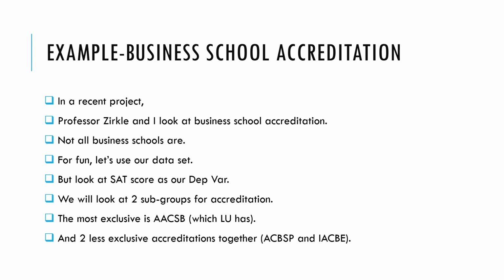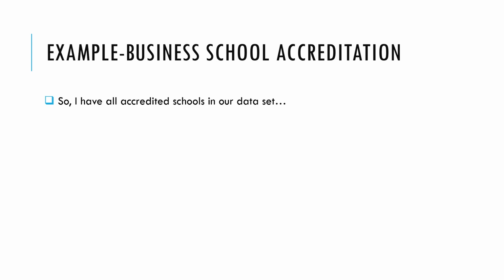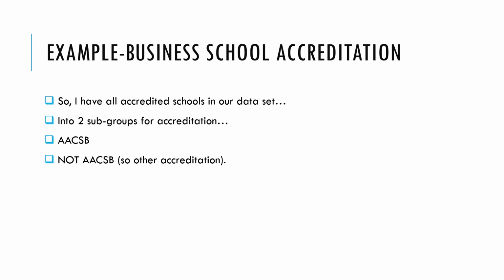So what I can do here is then take my set of data for accredited institutions and divide them in this way. So if I take all of the accredited schools in our data set, and we have schools that aren't accredited, but I'm just looking at the accredited schools, I can create two subgroups for accreditation, AACSB and not AACSB. So if they're all accredited and you're AACSB, great, you're in one group. If you're an institution that's not AACSB, then you must have the other accreditation. So two groups we've created here, and that's going to allow me to create two regressions and compare.